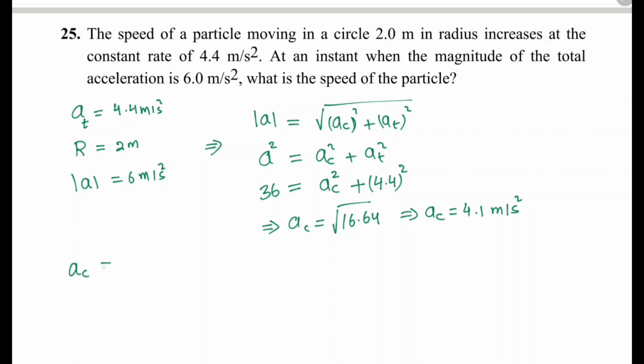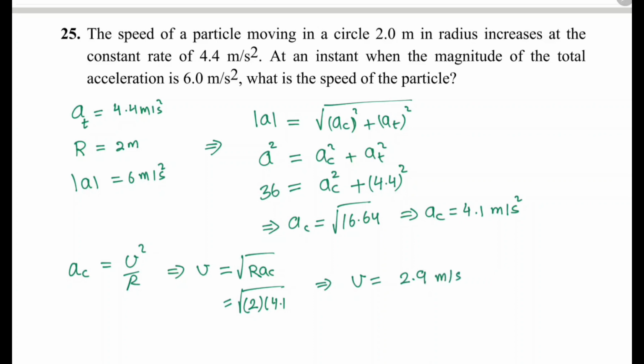A central is equal to v squared over r, and from this one, v is equal to the square root of r times a central. R is equal to 2, given, and a central, we just calculated, is 4.1, and after all, v is equal to 2.9 meters per second.